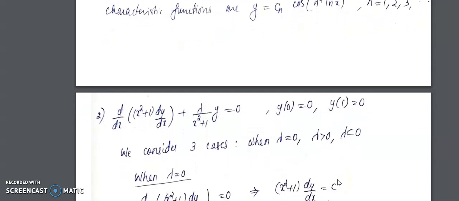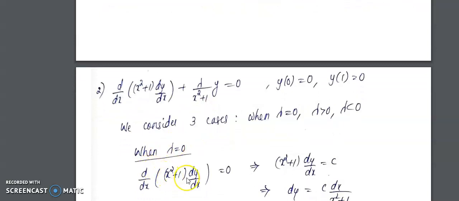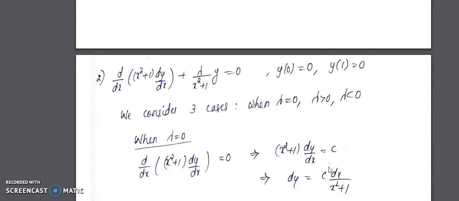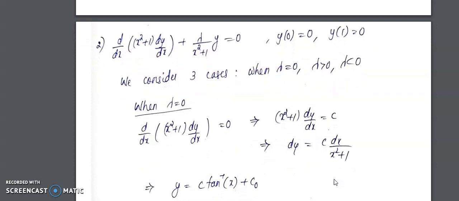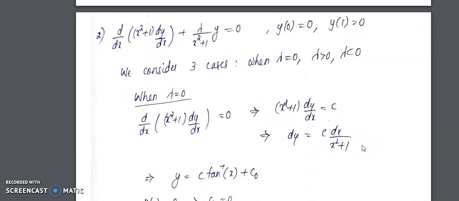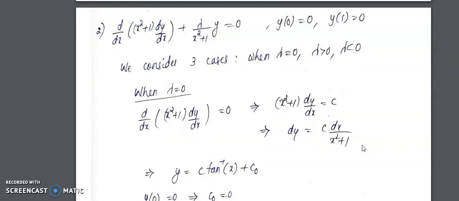So lambda equal to 0 ആവുമ്പോൾ second term മൊത്തം 0 ആവും. So you will get d by dx of x square plus 1 dy by dx equal to 0. So that will give x square plus 1 dy by dx equal to c. Now use variable separable form for dy equal to c dx by x square plus 1 varum. So therefore the solution will be y equal to c. This is the integral edukkumbol that will give tan inverse of x plus some arbitrary constant c naught. So y is going to be c tan inverse of x plus c naught.